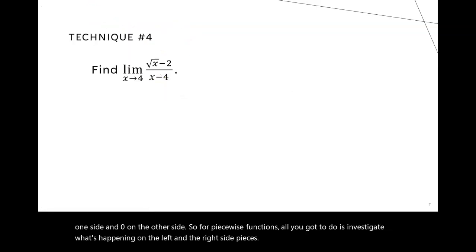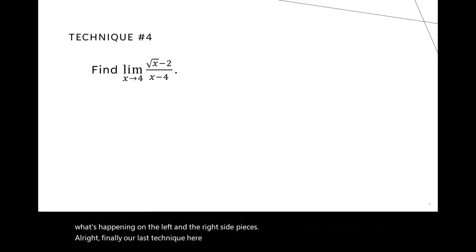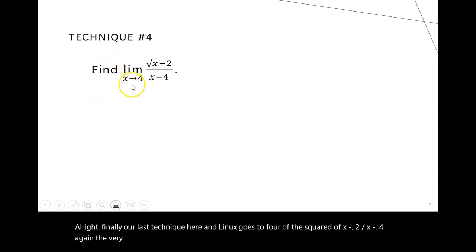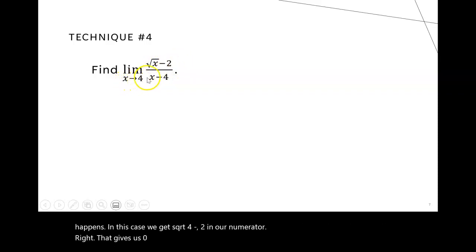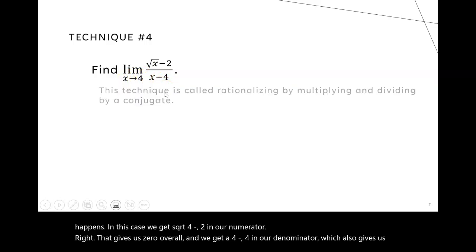All right, finally, our last technique here. Limit as x goes to 4 of the square root of x minus 2 over x minus 4. Again, the very first thing you should always do is try to plug in 4 to see what happens. In this case, we get the square root of 4 minus 2 in our numerator, which gives us 0 overall. And we get a 4 minus 4 in our denominator, which also gives us 0.